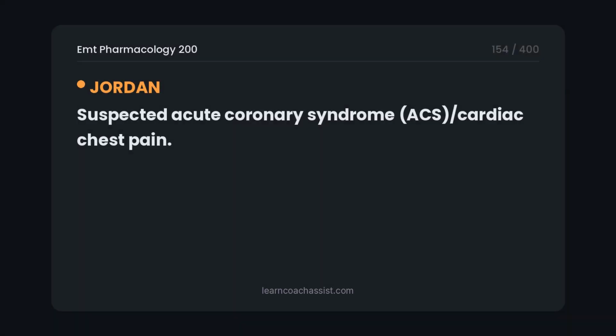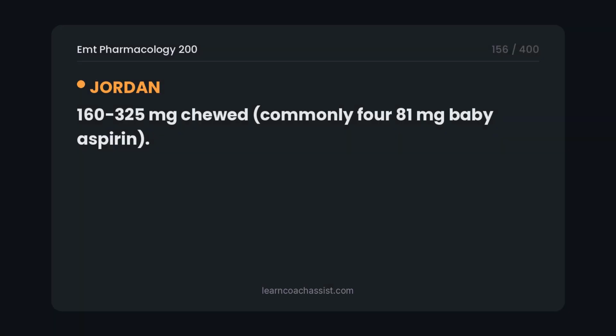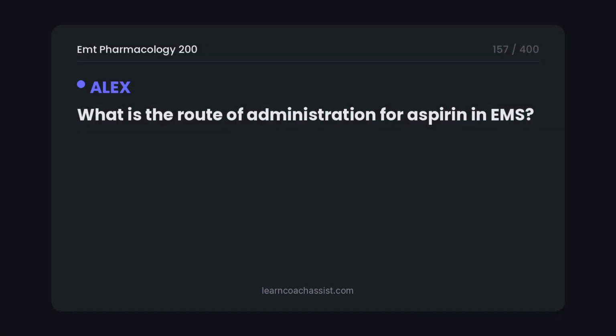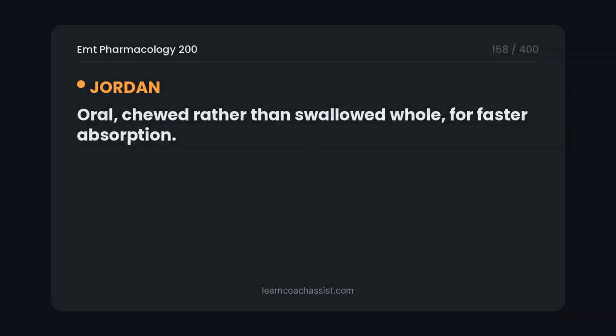What is the indication for administering aspirin in EMS? Suspected acute coronary syndrome, ACS/cardiac chest pain. What is the standard adult dose of aspirin for suspected ACS? 160 to 325 milligrams chewed, commonly 4 x 81 milligrams baby aspirin. What is the route of administration for aspirin in EMS? Oral, chewed rather than swallowed whole, for faster absorption.